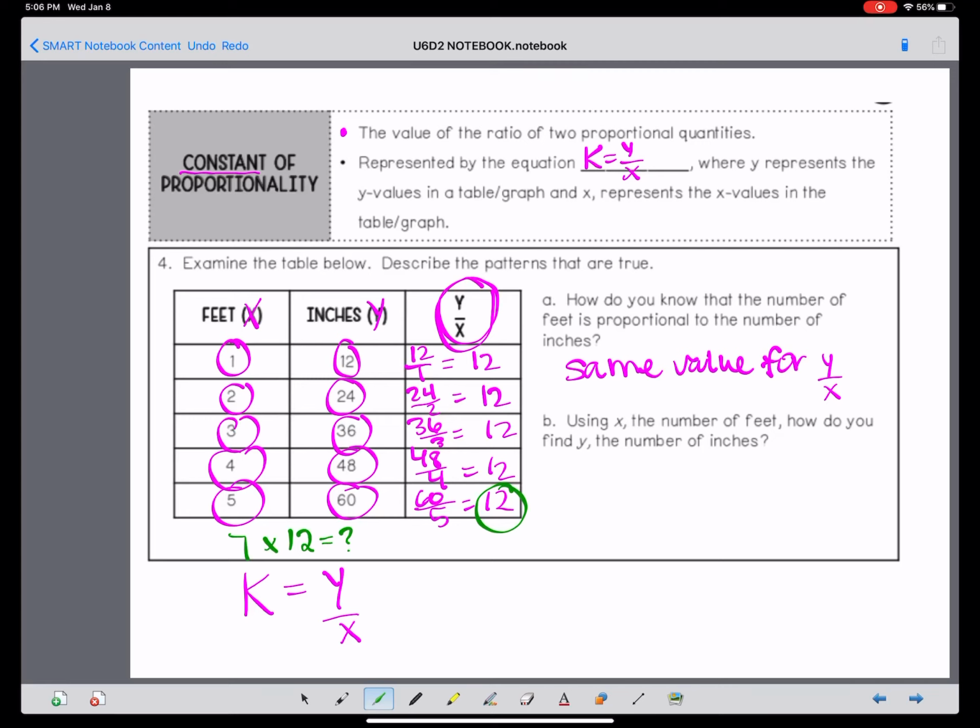So for part B, it's saying, by using x, the number of feet, how do you find y, the number of inches? Well, you just have to multiply the number of feet by 12, or by the constant.